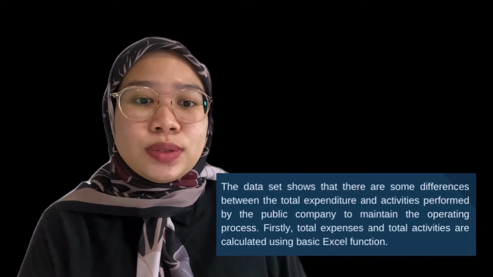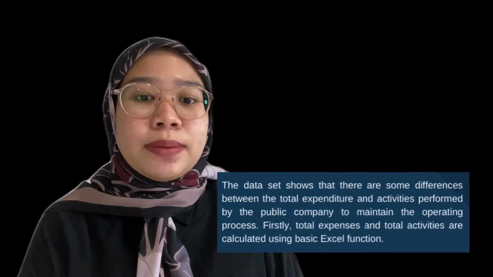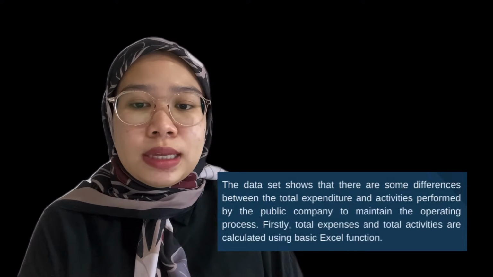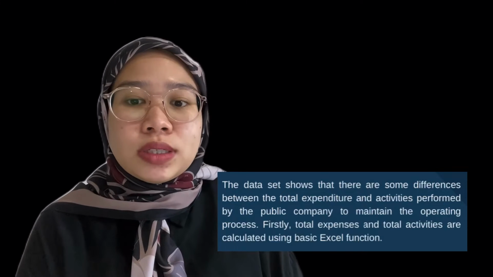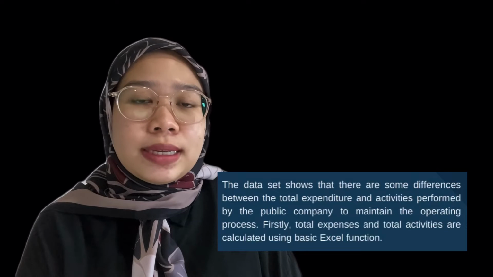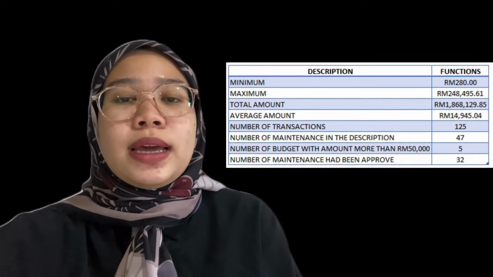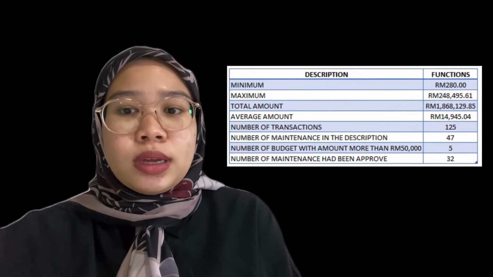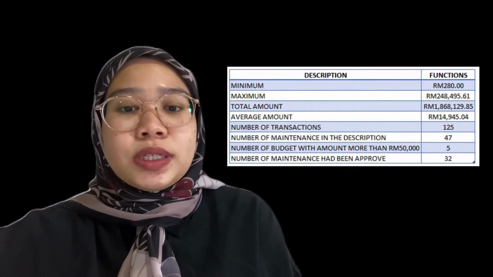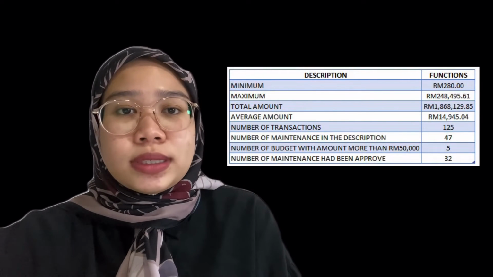The data set shows that there are some differences between the total expenditure and activity performed by the public company to maintain the operating process. Firstly, basic Excel functions are used to figure out how much money was spent and how many things are done. This table shows one of the company operating expenses from February to June. The minimum expenditure is 280 ringgit, while the maximum expenditure is 248,495 ringgit and 61 cents.